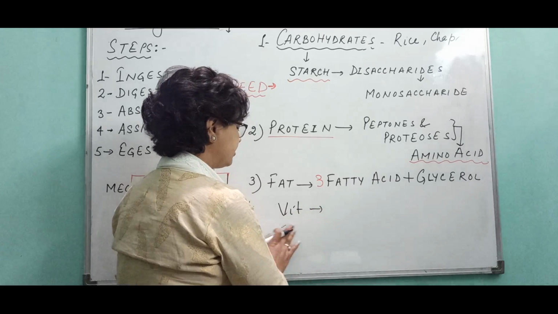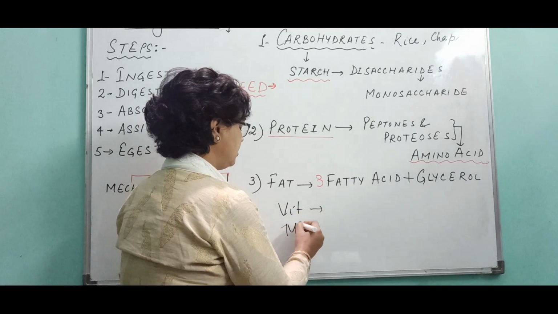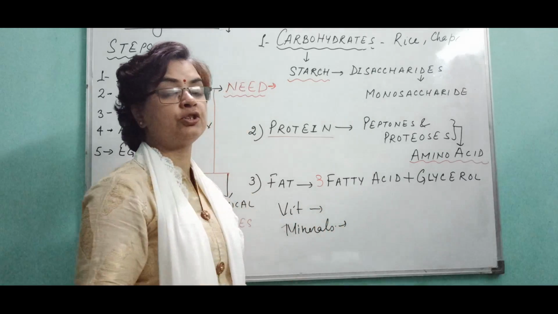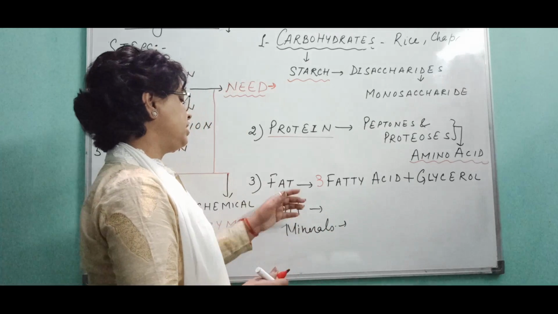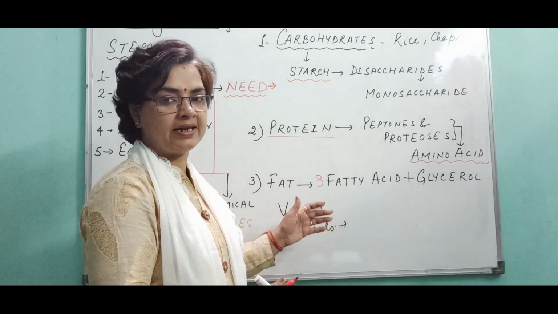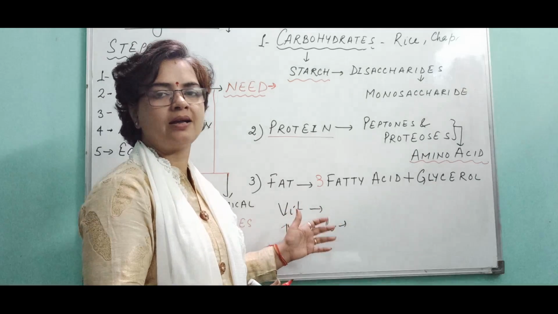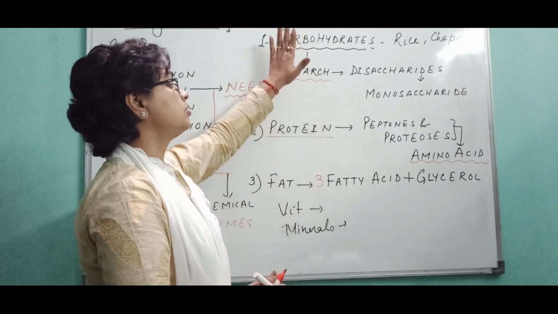Minerals are things like iodine, iron, calcium, magnesium, phosphate. But these two things, vitamins and minerals, do not need to be digested. They are an essential part of the food because they regulate our metabolism. So this is your food.